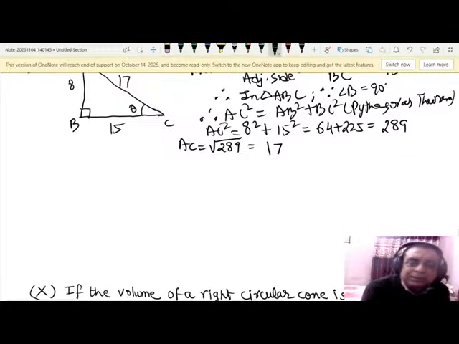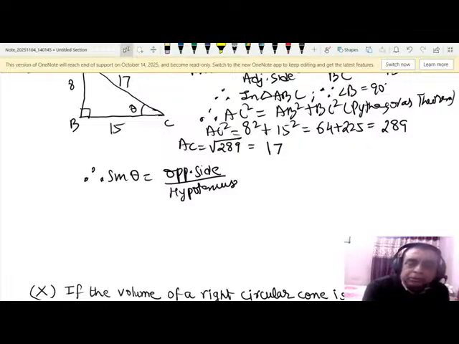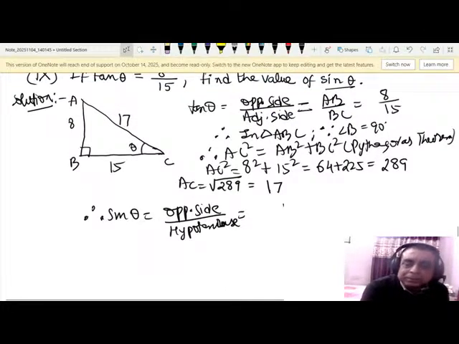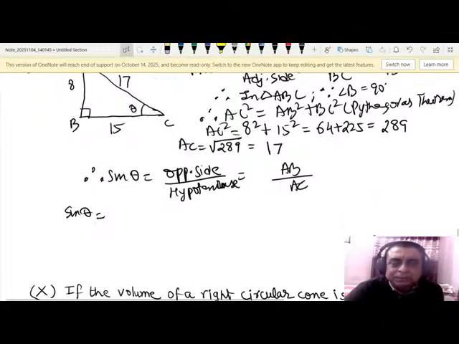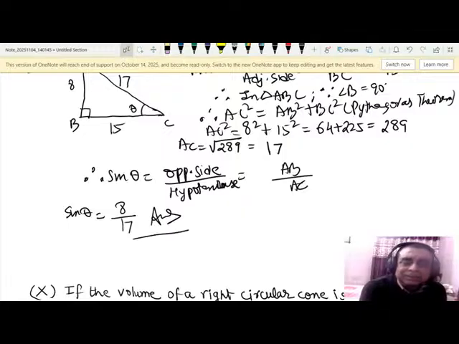Now you write sine theta. Sine theta is opposite side divided by hypotenuse. Now put the opposite side of theta, what is it? Here it is AB, upon its hypotenuse, which is AC. Now write the value. So what is sine theta? AB by AC. AB length is 8 and AC length is 17. So that is the sine theta value.